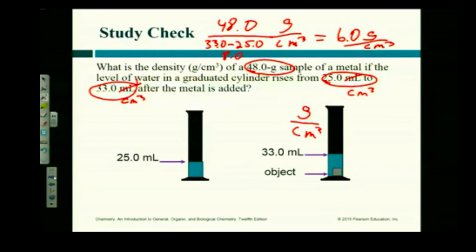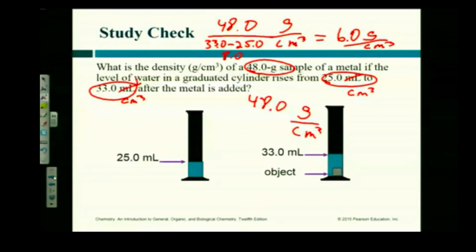So I know I need to know how many grams and how many centimeters cubed. The units tell me what I want to find, don't they? Well, when I read the problem, it tells me I have 48.0 grams, doesn't it? Okay? So, hey, look, that's like half the problem right there, because we know how many grams. Now we've got to figure out how many centimeters cubed this object was. Well, let's look at the picture. If I start off with some water in a graduated cylinder, and I add that object, the water level goes up, right?